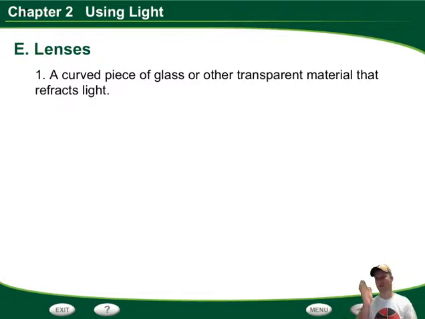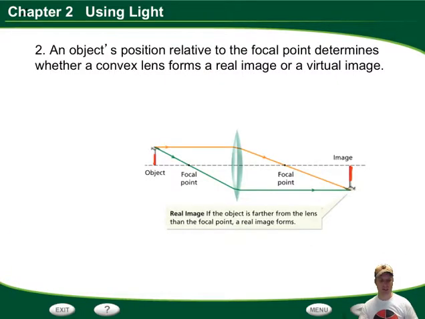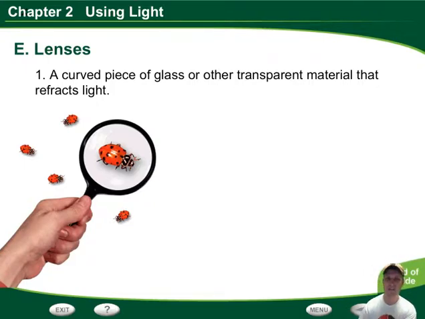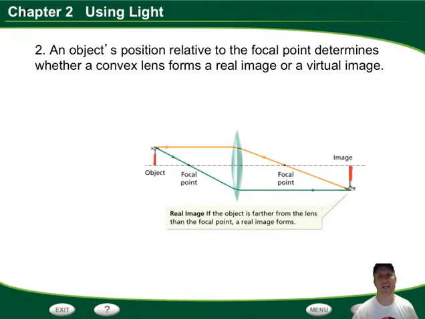So if mirrors are a flat piece of glass that has a silver coating on it that causes reflection, lenses are curved pieces of glass or other materials that are used for refraction. If you've ever seen a lens like a magnifying glass, why does a magnifying glass work? How come I can look through a magnifying glass and see an object enlarged? Well, how's that work? It's just a piece of glass, right? Well, the key is the shape. The position of the object relative to our focal point, remember where those light rays meet, will determine whether a lens forms a real image or a virtual image.